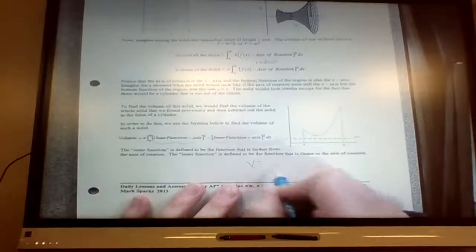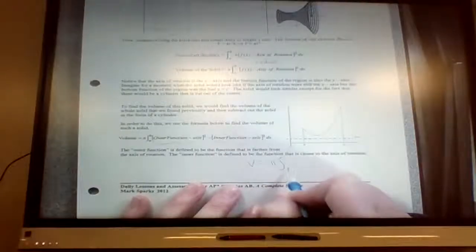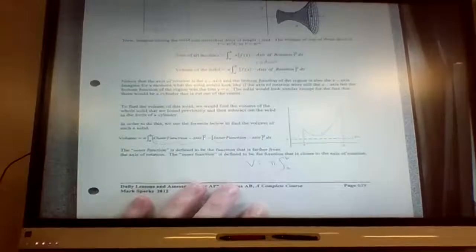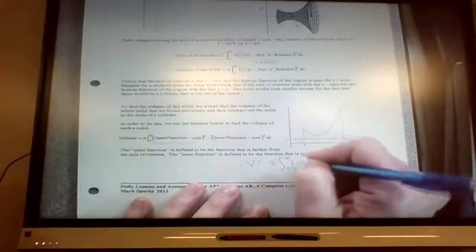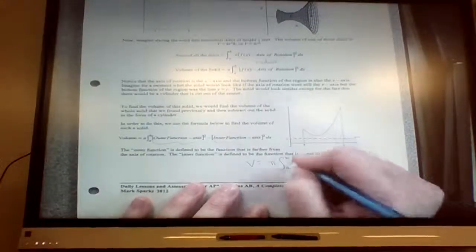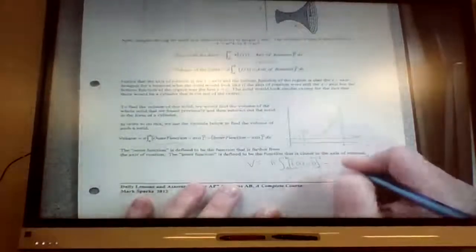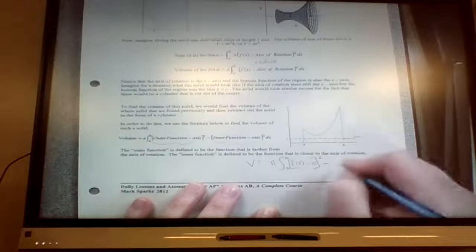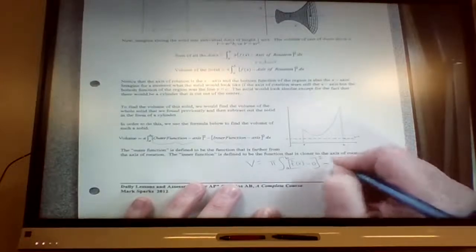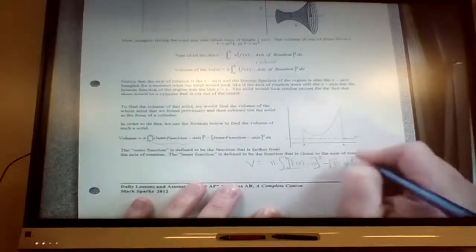So this volume would be pi times the integral from a to b of f of x minus 0, squared, minus, this is c minus 0, squared dx.